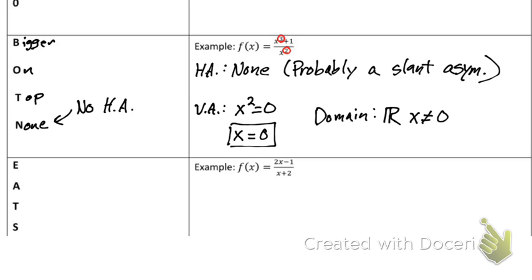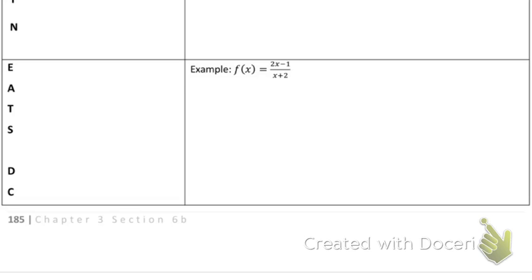Toughest one. You should look out, be careful for bigger on top. Bigger on bottom, awesome, BOBO. BOBO just says y equals 0. Bigger on top, uh-oh. When they're equal, not a problem. All right, requires a little bit of work, but it's not a problem. So our last one is EATS DC. That is exponents are the same.